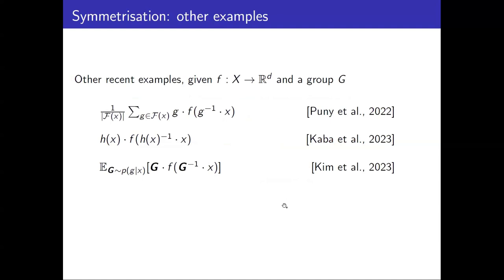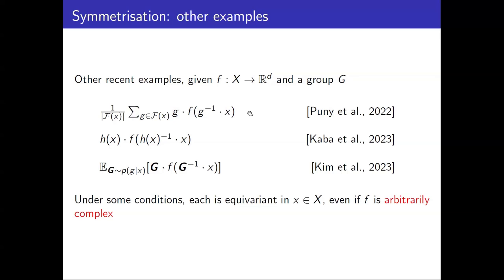There's been a bunch of other examples. Here are 3 more. I won't go through these in depth, but it turns out that for various choices of these components f, h, and p, starting with a general function f and some actions of some group g, these functions all become equivariant with respect to those group actions, regardless of which f you started with. Even if f is some really complex, very powerful neural network like a transformer, it's still equivariant as a result.